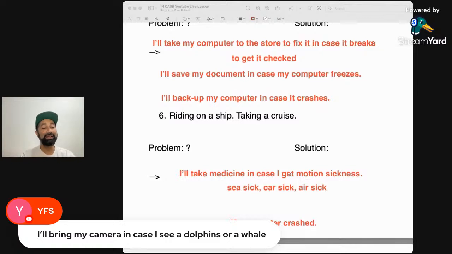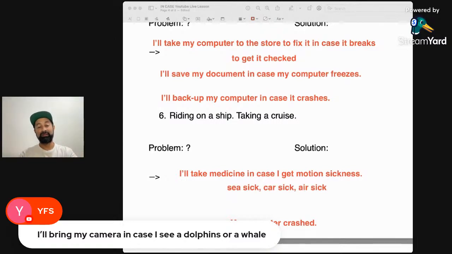YFS, I'll bring my camera in case I see a dolphins or a whale. I like it. That's not really a problem. The problem would be you don't have your camera, so you're preparing. You're preparing for the dolphins. You're preparing for a whale, so you bring your camera. That's a great answer, YFS. I love it. Be careful.